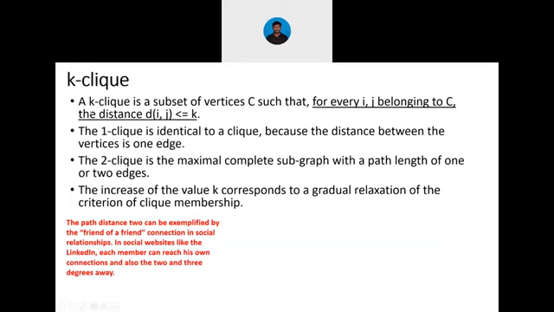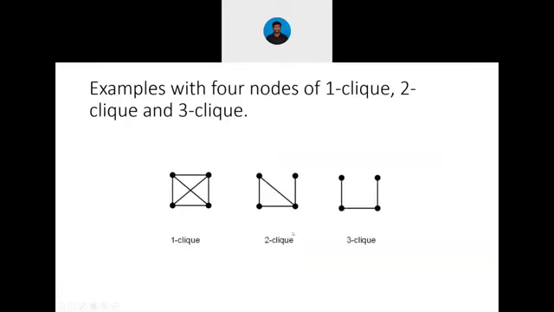Read this definition again. A k-clique is a subset of vertices such that for every i, j, and that is very, very important, from i to j or from j to i, belonging to C, the distance is less than or equal to k. Say, for example, if k is 3 here, the distance should be less than or equal to 3. Here the distance for reaching from this node to this node will be 3.